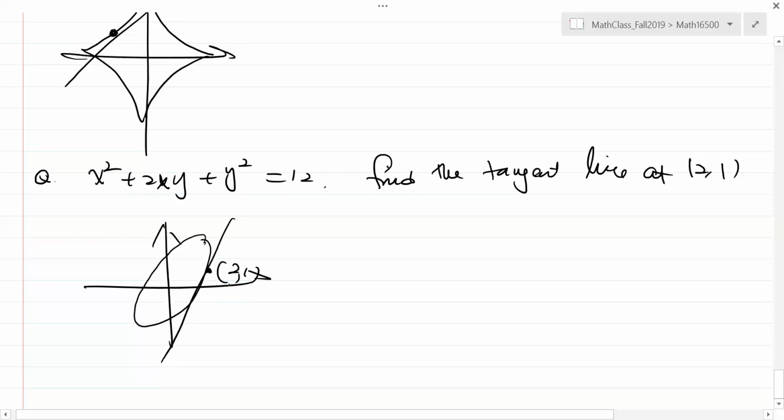You can solve y in terms of x, but that's very complicated. It's a quadratic function, but it's very complicated. Then you differentiate y with respect to x, even more complicated. So what you should do is just view y as a function of x, then you differentiate both sides with respect to x.